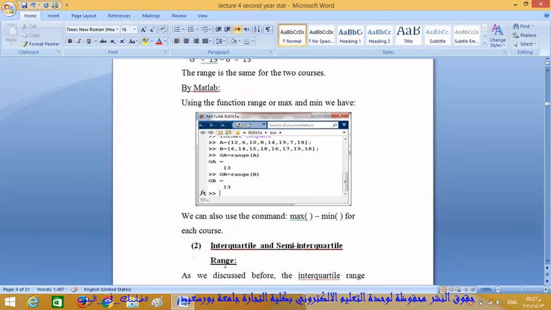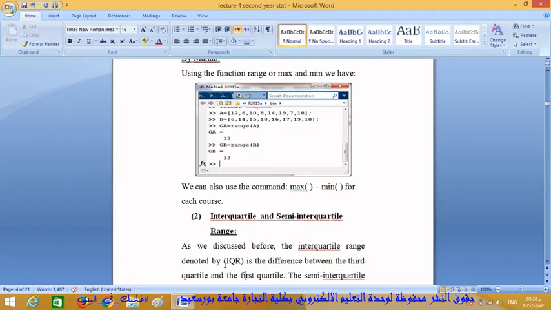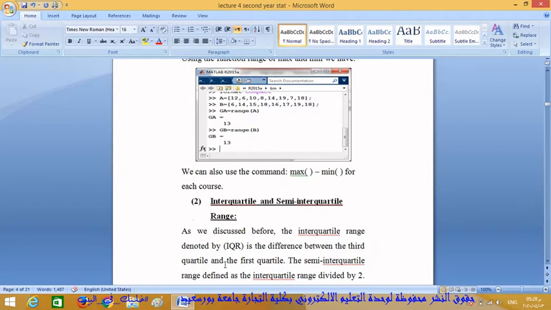Number 2, interquartile and semi-interquartile range. Interquartile range, we studied it before, and it equals Q3 minus Q1, the difference between the third quartile and the first quartile. And we explained this when dealing with the measures of position. Okay? As we discussed before, the interquartile range, denoted by IQR, is the difference between the third quartile and the first quartile. The semi-interquartile range is defined as the interquartile range divided by 2.